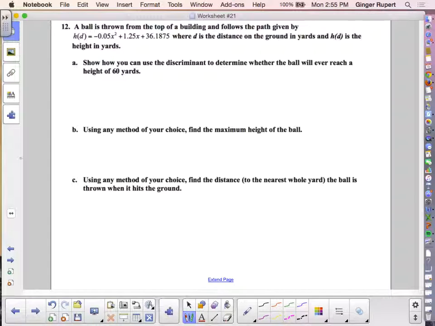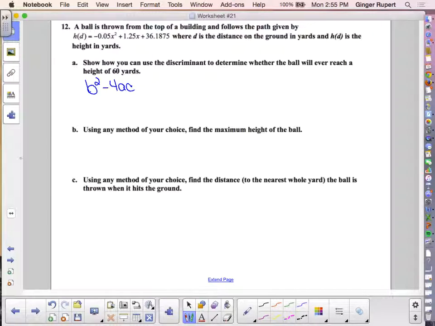Number 12, a ball is thrown from the top of a building and follows a path given by this function, where d is the distance on the ground in yards and h of d is the height in yards. Show how you can use the discriminant to determine whether the ball will ever reach a height of 60 yards. So that means that I have this b squared minus 4ac.